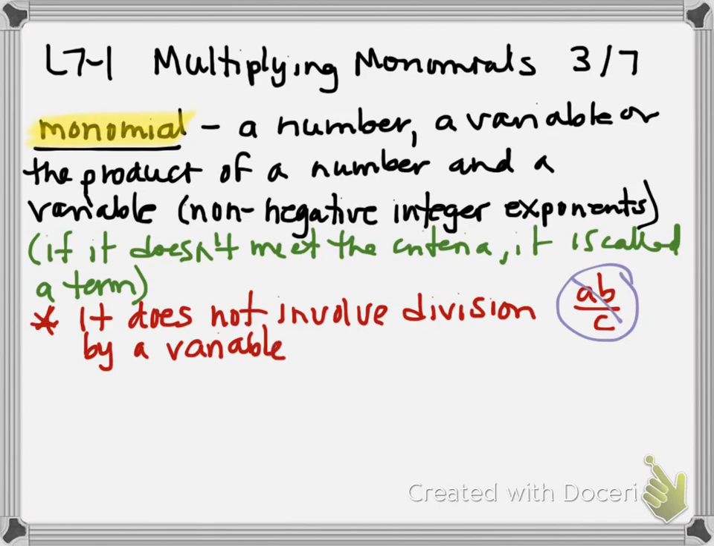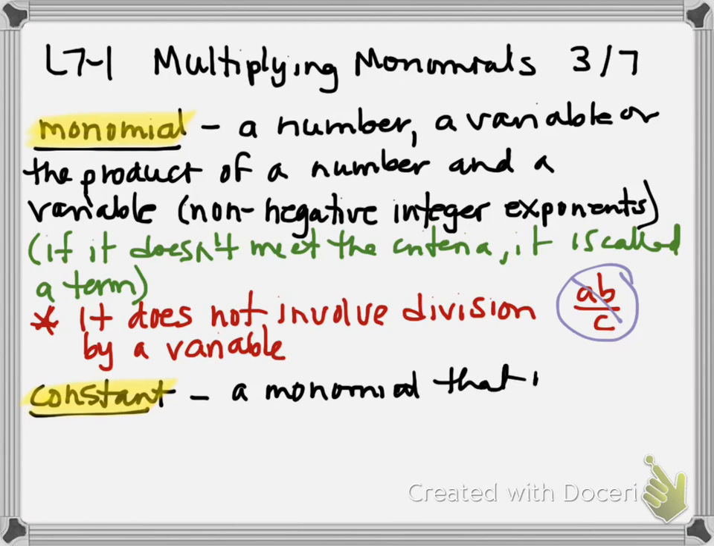Okay, and then we've used this word tons already, and we probably have already defined it, but let's go ahead and just put it again. What is a constant? So a constant is a monomial that is a real number. In other words, it can stand alone. So you just have a number that stands alone. Okay. Everybody good?